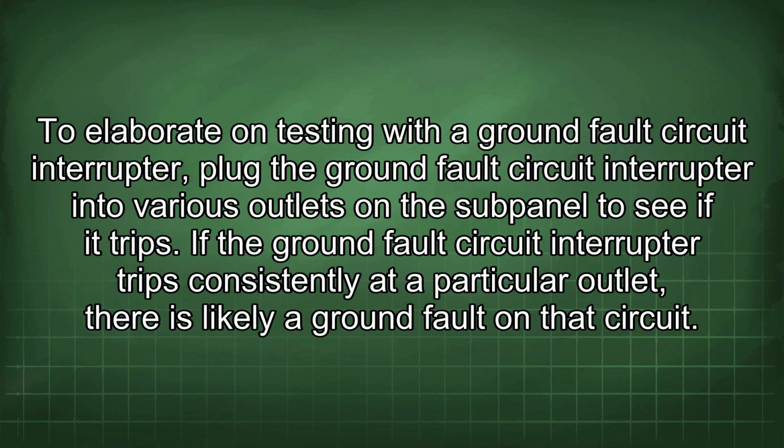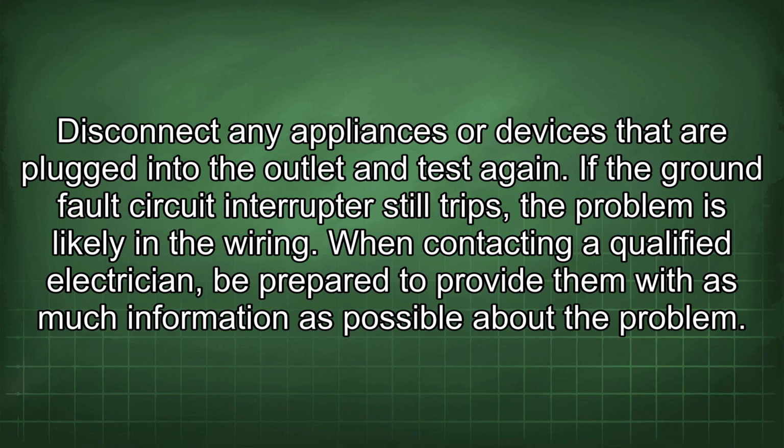To elaborate on testing with a ground fault circuit interrupter, plug the ground fault circuit interrupter into various outlets and the subpanel to see if it trips. If the ground fault circuit interrupter trips consistently at a particular outlet, there is likely a ground fault on that circuit. Disconnect any appliances or devices that are plugged into the outlet and test again. If the ground fault circuit interrupter still trips, the problem is likely in the wiring.